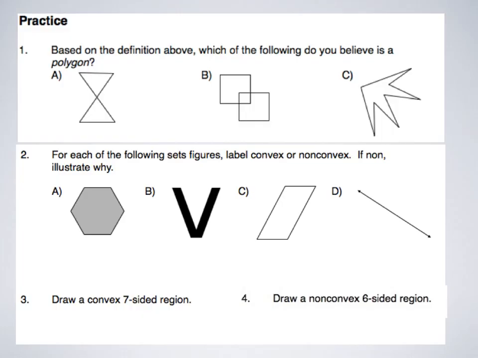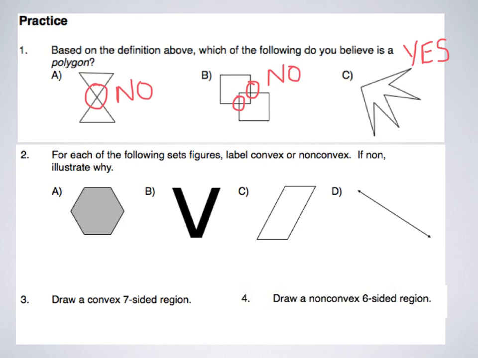Okay, so some practice for you here. Which of these are polygons? Well, letter A has an issue going on here, because the sides cross in the middle, so this is a no. Here we've got some sides crossing, so this is also a no. What about this one? Letter C? Yeah, that one has no issues. That one's a polygon.